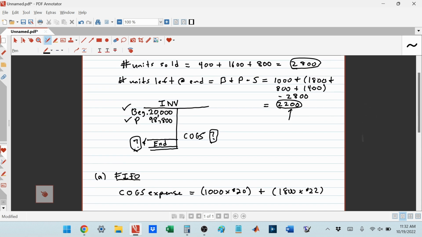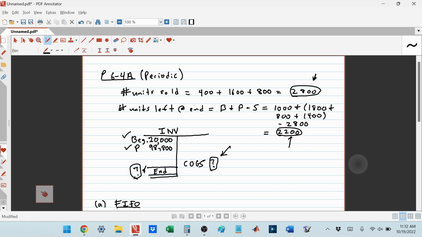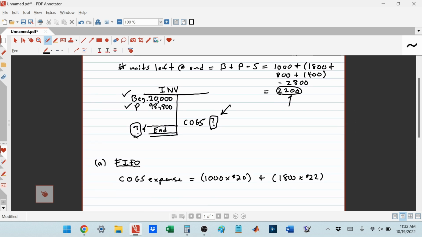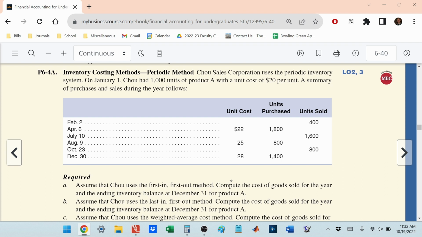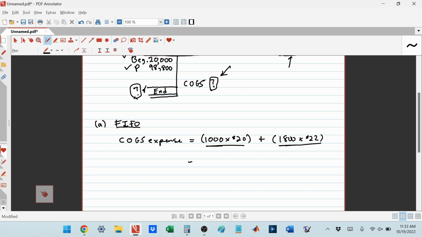So you see, that's the 2,800 units. We sold 2,800, and what cost are we assigning to those 2,800? Well, it depends on which ones we assumed we sold. And we're going to assume first in, first out. So we're going to assume the first ones that came in we sold, and then the ones that came in right after that we sold. And those are the 2,800 we sold. In other words, these 800 down here that were purchased on August 9th, and these 1,400 that were purchased on December 30th, we're going to assume we didn't sell those. And if we assumed we sold these 1,000 and then these 1,800, then these are the costs we would attach to those units. So this would be the cost of goods sold if we use the FIFO method.